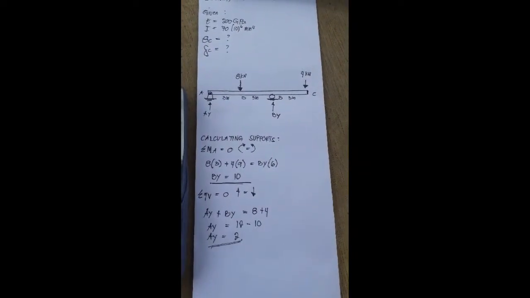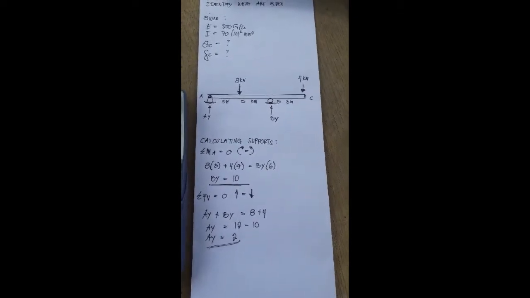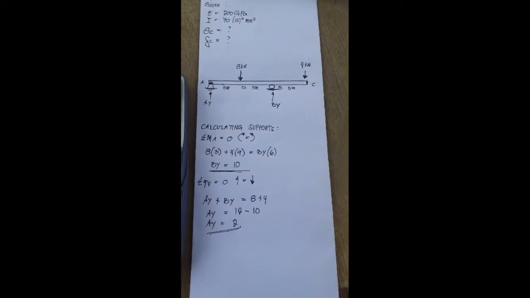Solutions. So we need to calculate the supports. So summation moment at A is equal to 0. Clockwise is equal to counterclockwise. So 8, murotate na siya og clockwise. 8 times moment arm 3 plus 4 times moment arm 9 is equal sa counterclockwise BY times moment arm. So BY is equal to 10. Summation force is vertical is equal to 0. So upward is equal to downward. So AY plus BY is equal to 8 plus 4. AY is equal to 12 minus 10. So AY.